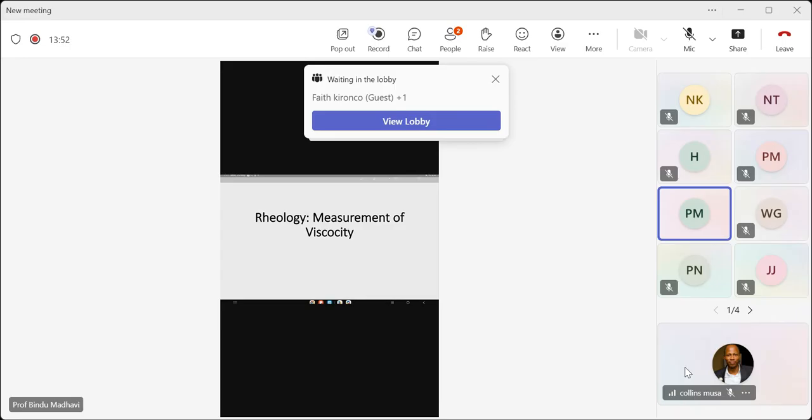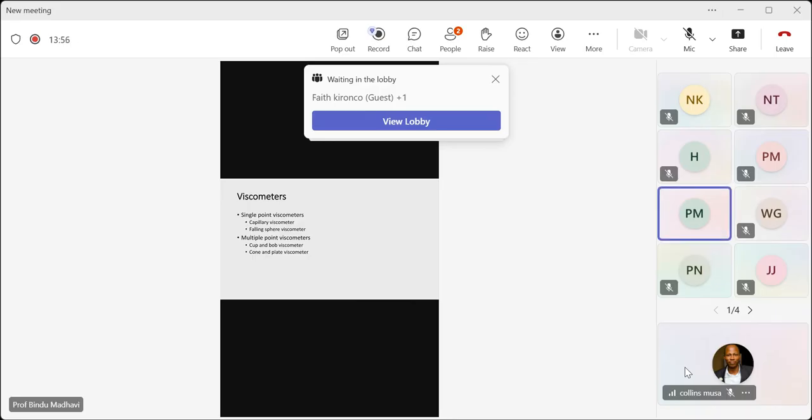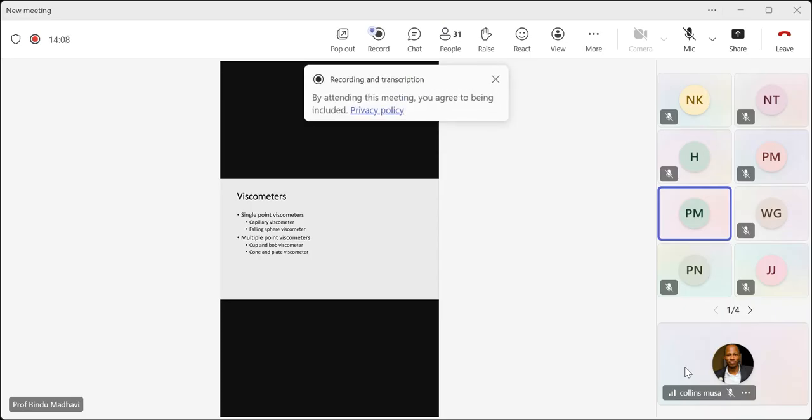Okay. So we are going for the study of viscometers. Viscometers are nothing but the instruments or the equipment that are used for the measurement of viscosity. Viscometers are divided into two categories: single point viscometers and multiple point viscometers.